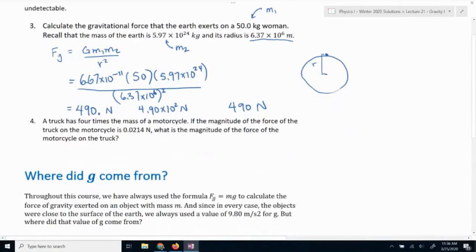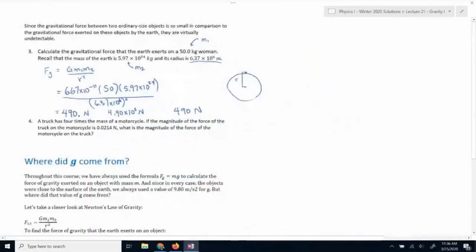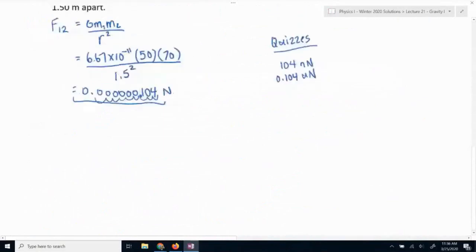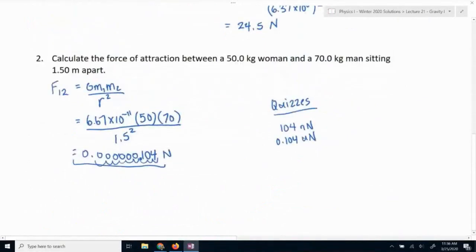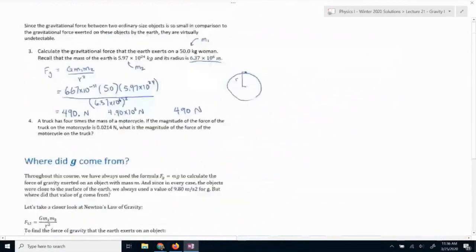Okay, so this question is saying that the force of gravity exerted by the Earth onto the woman is 490 newtons. If we go back to the last question, the force of gravity between the woman and the man, so this is the same woman, okay? There's a 70 kilogram man. The force that she feels that the man exerts onto her is 0.0000104 newtons. And she feels a force of gravity that the Earth exerts on her of 490 newtons.